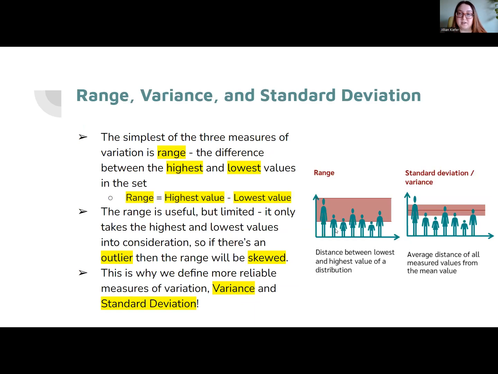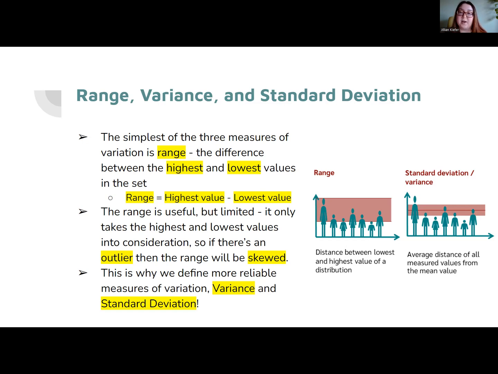So range, variance, and standard deviation. The simplest of the three measures of variation is range. It's the difference between the highest and the lowest values in the set. We already learned about mid-range, which is a measure of average, where we take the lowest and highest values, add them, and divide by 2. The range is just the difference between the lowest and highest values, so it'll be the highest value minus the lowest value. The range is useful, but it's very limited. It only takes the highest and lowest values into consideration. So if there's an outlier, one number that is extremely large or extremely small, then the range ends up being skewed in that direction.